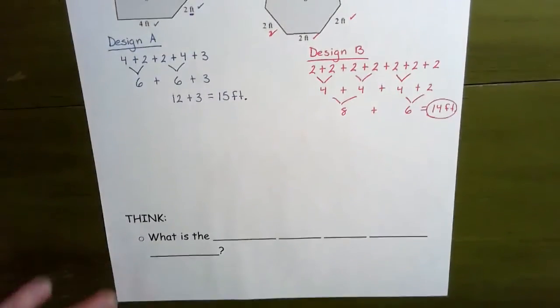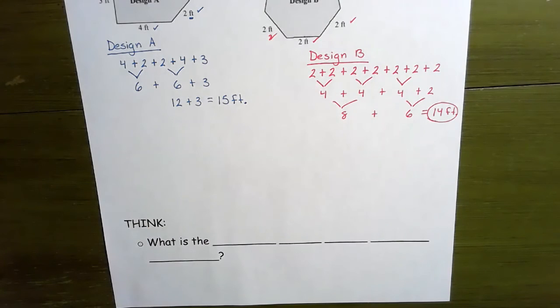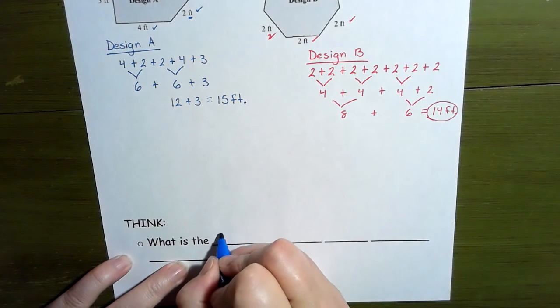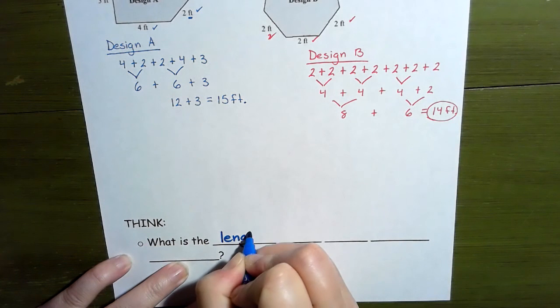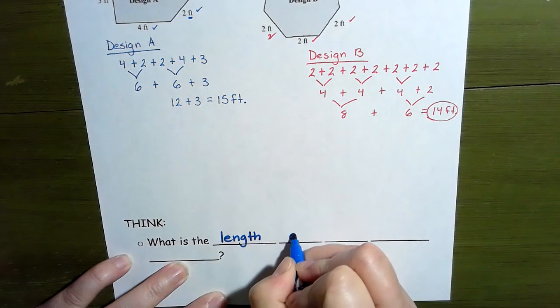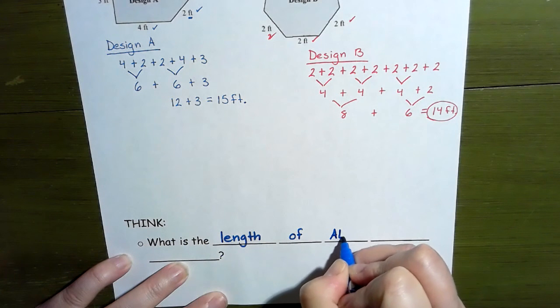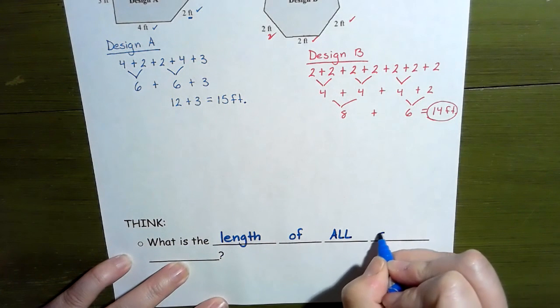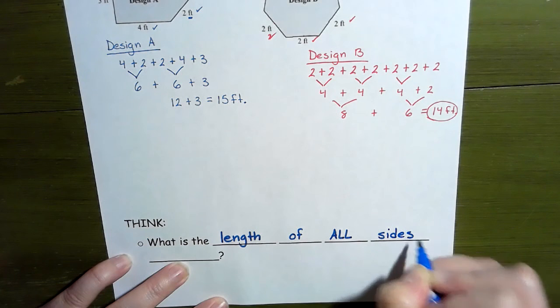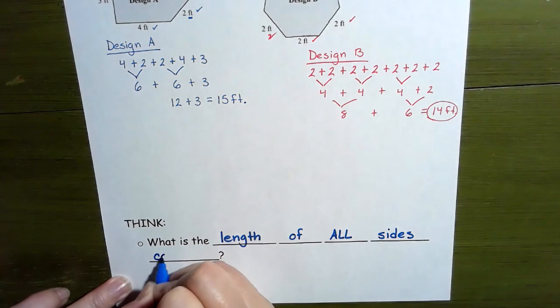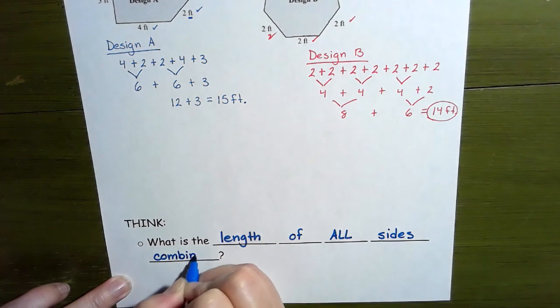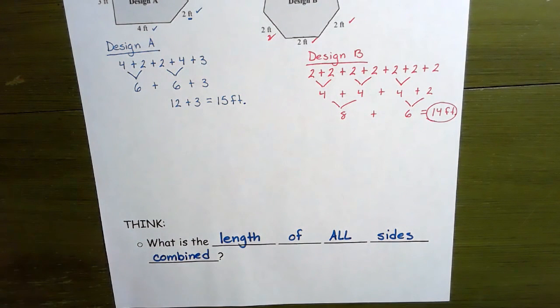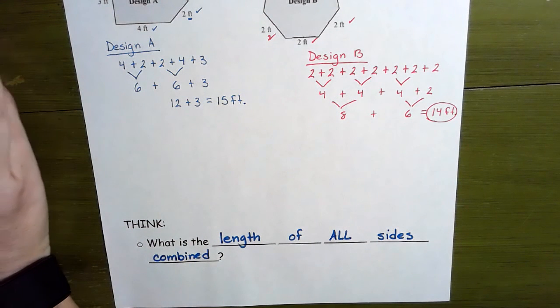So your thinking question today is, when finding perimeter, we need to think, what is the length of all sides combined? Great math thinking today.